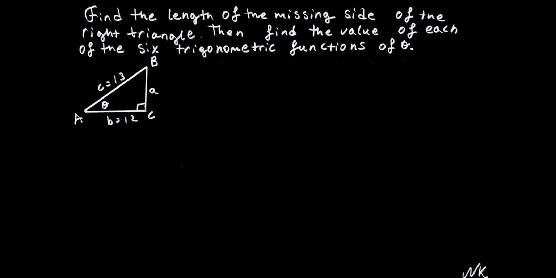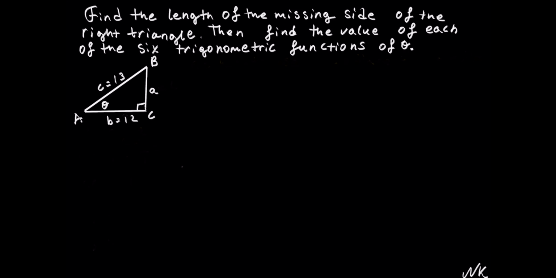Hello, in this video we will find the length of the missing side of the right triangle, then find the value of each of the 6 trigonometric functions of theta. We are given triangle ABC with C being the right angle, theta being inscribed inside of angle A.